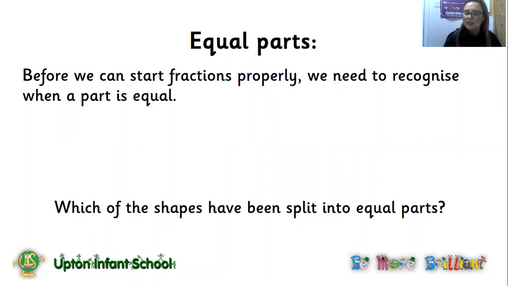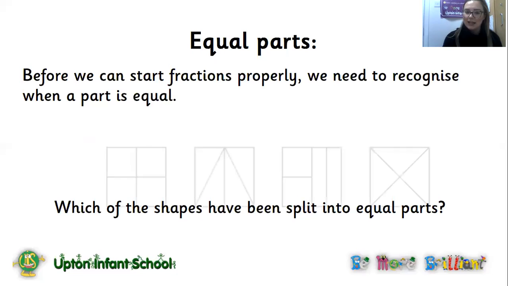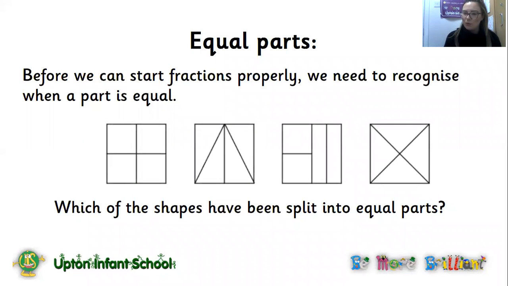Okay, so before we can start our fractions properly, we need to recognise when a part is equal, and that means a part is exactly the same, it's been cut so that if I was going to share it with my friend, we would get exactly the same amount. So I want you to have a look at some shapes I've got on my screen and think about which ones have been split equally into as many different parts as there are. Okay, so there's all my shapes, and they've all been split into 4 ways. Now I want you to make sure that you have a good look at all of them and decide which ones have been split equally. So make a decision, have a good look, maybe write it down if you need to.